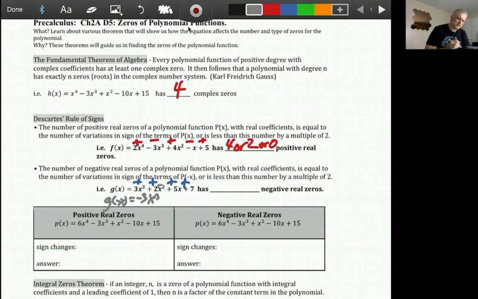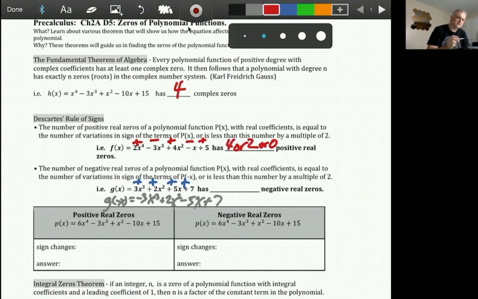If I take negative x and square it, I just get x squared. Times 2 is 2x squared. I don't change the sign for the even exponents. So for the odd exponents, 5x, if x becomes negative x, that becomes minus 5x. Plus 7 is always going to be plus 7.